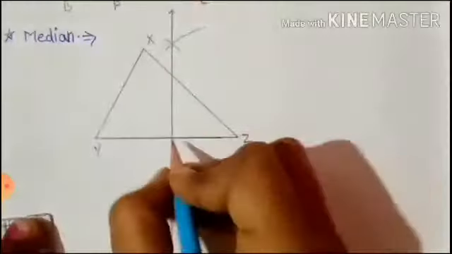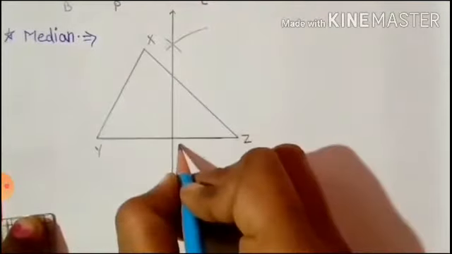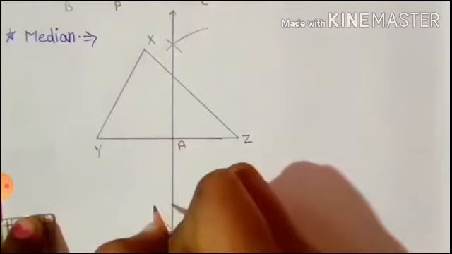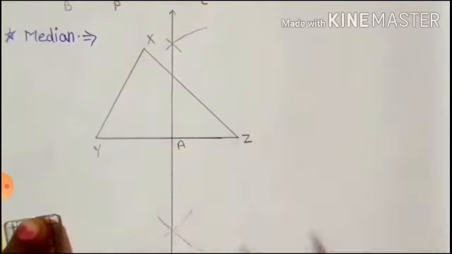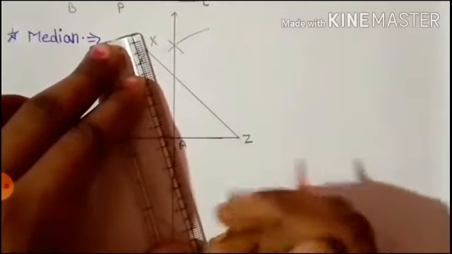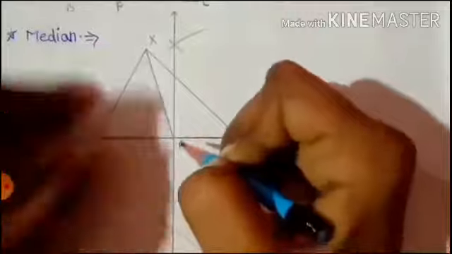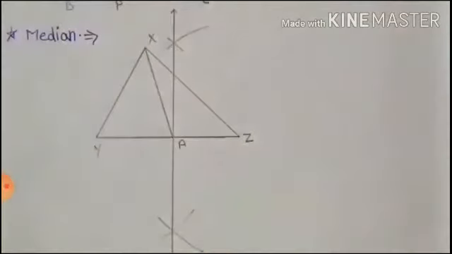Now we have drawn the bisector. Now we want to draw the median of this base. First of all, we will name this perpendicular bisector point A. Now we can join points X and A. So this is called one median.